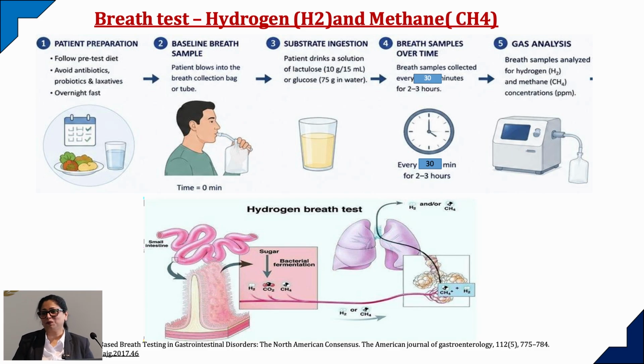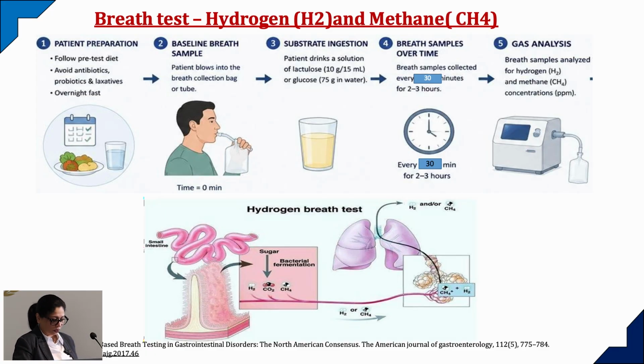So what is the principle of the test? Basically, when the patient takes a fermentable sugar, what happens? If there is excessive bacteria in the small intestine, it ferments and produces gases like hydrogen and methane. These gases diffuse into the blood and are taken to the lung where they are exhaled out, and these gases can be measured.